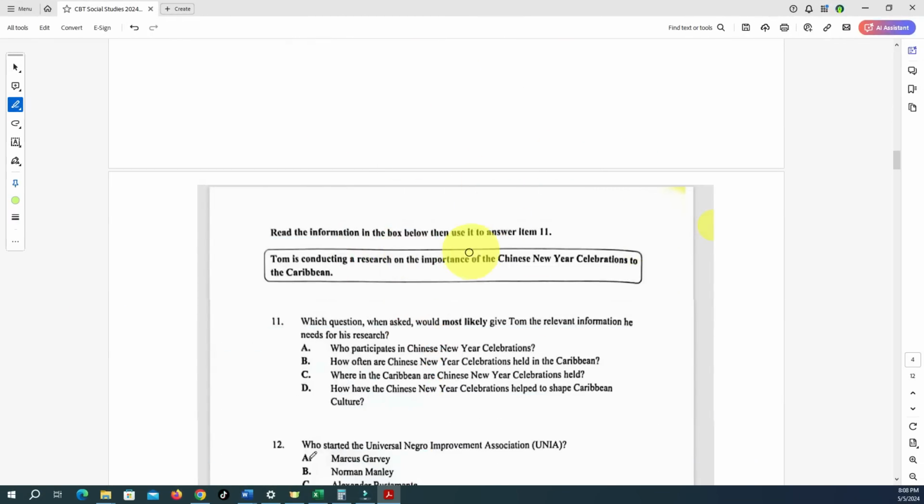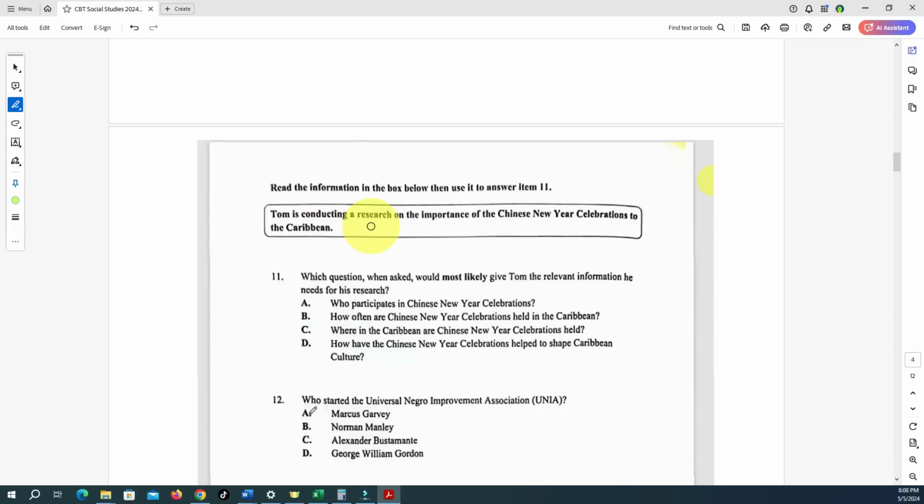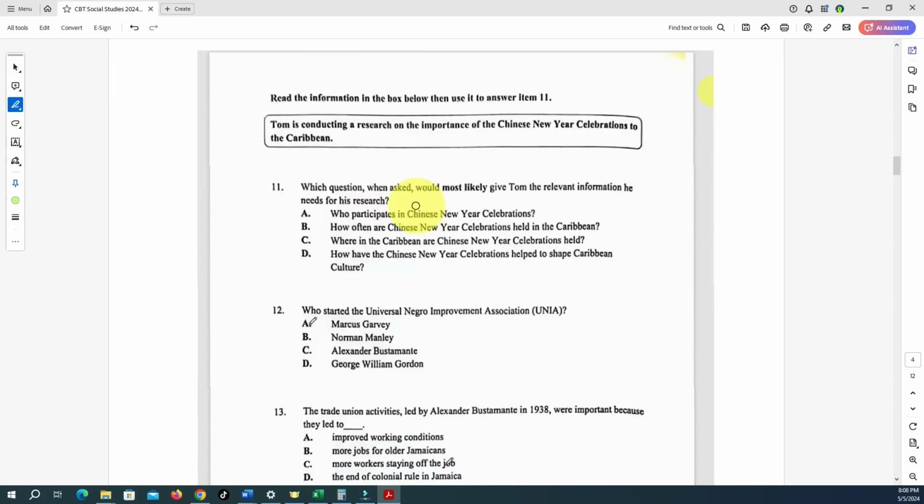Read the information in the box below, then use it to answer item 11. Tom is conducting a research on the importance of the Chinese New Year celebrations to the Caribbean. 11. Which questions, when asked, would most likely give Tom the relevant information he needs for his research? A. Who participated in Chinese New Year celebrations? No. How often are Chinese New Year celebrations held? No. Where in the Caribbean are Chinese New Year celebrations held? No. How have the Chinese New Year celebrations helped to shape the Caribbean? I say D.